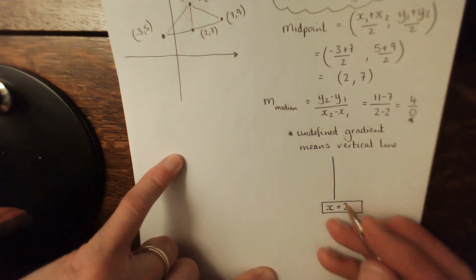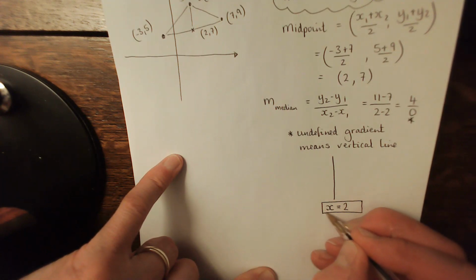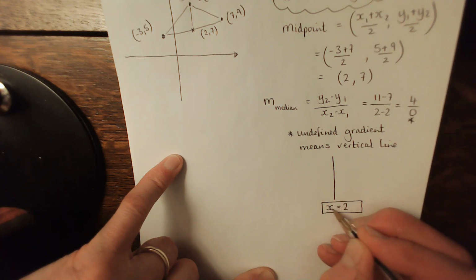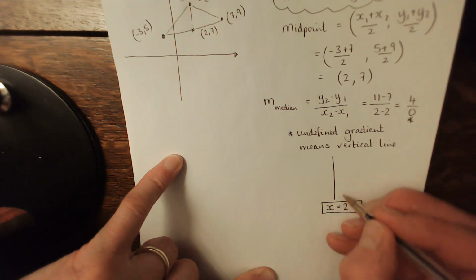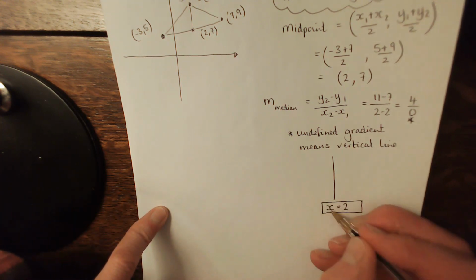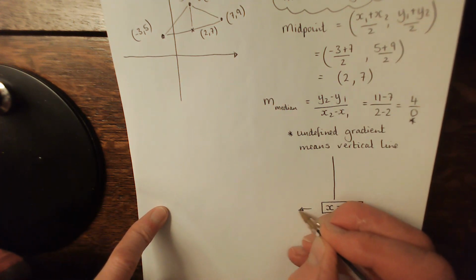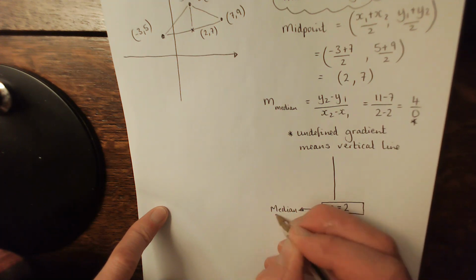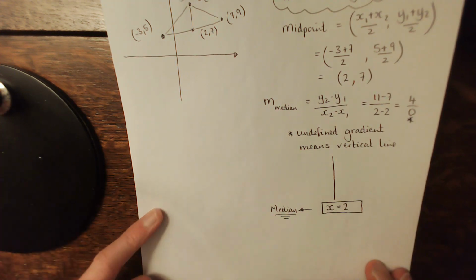Okay, so a nice wee technique I find is a wee label at the bottom of a vertical line. It has to have x equals followed by the x value of a coordinate. So your median is x equals 2. Catches so many kids out.